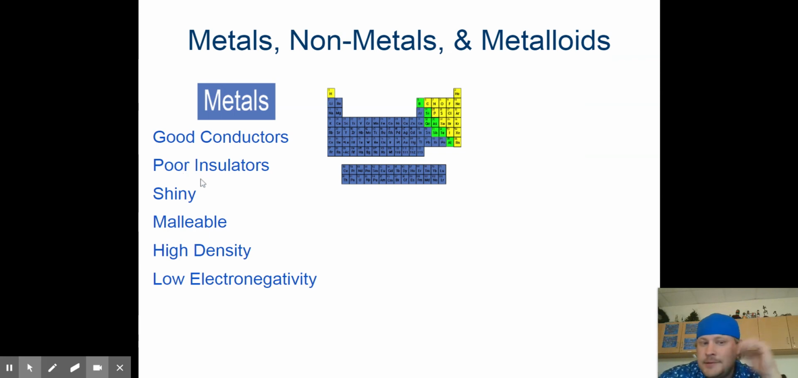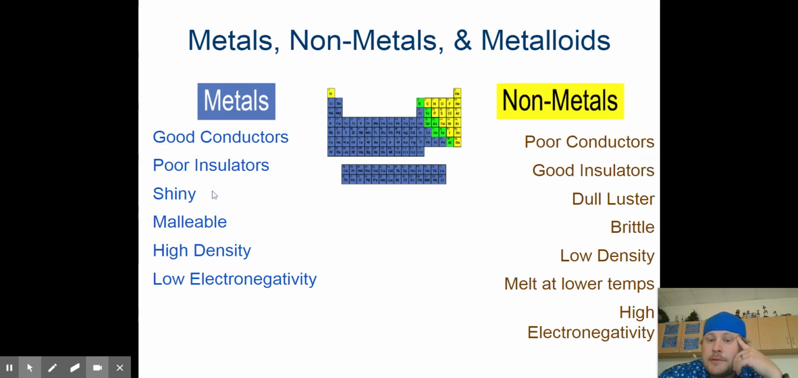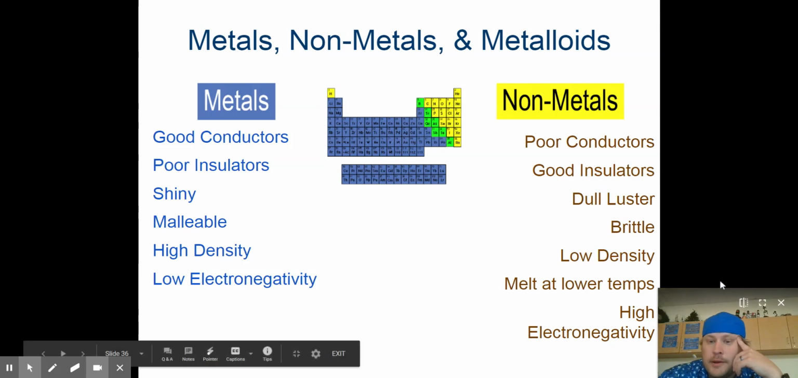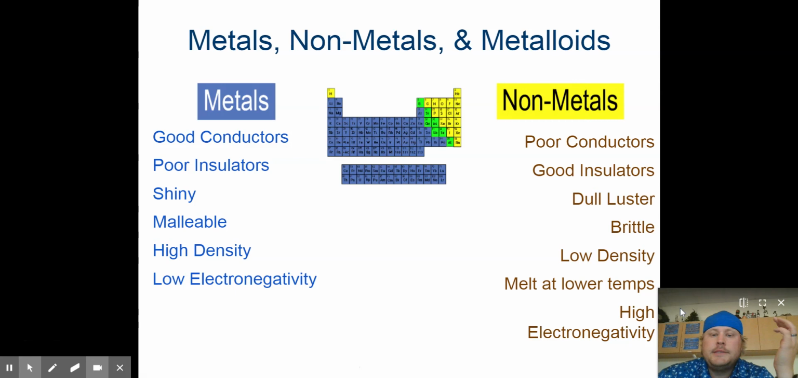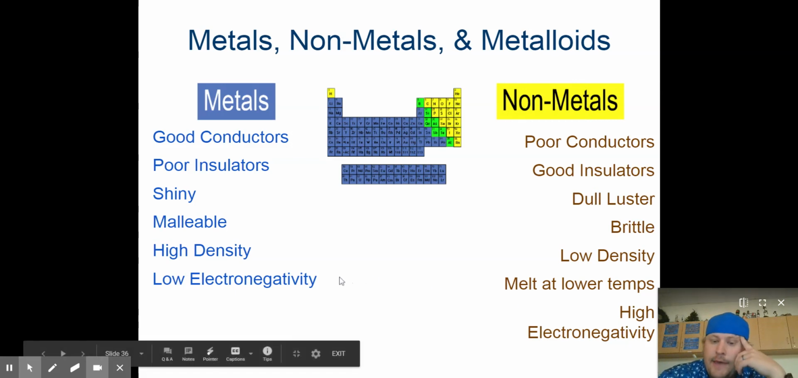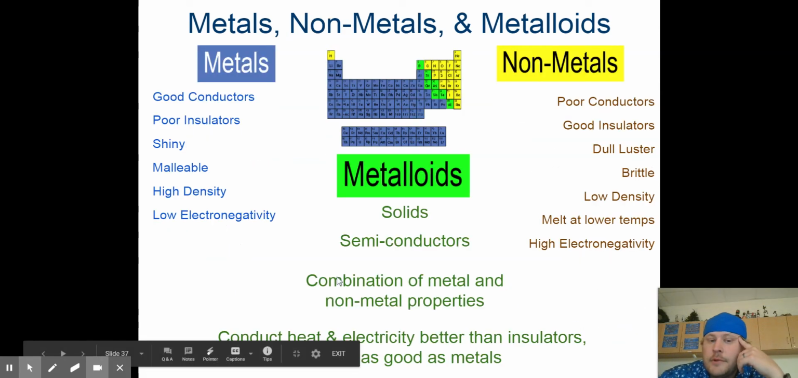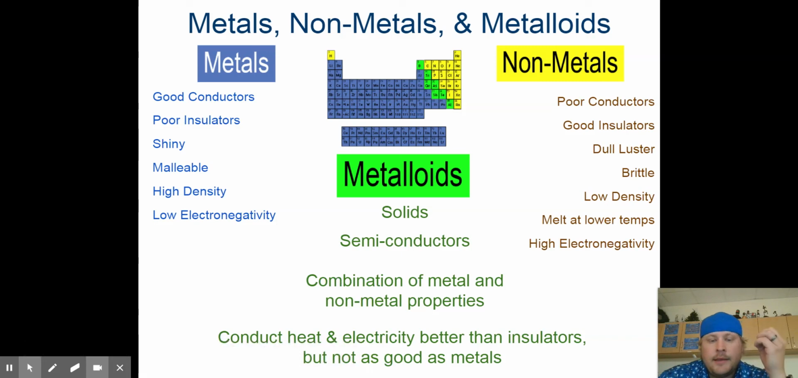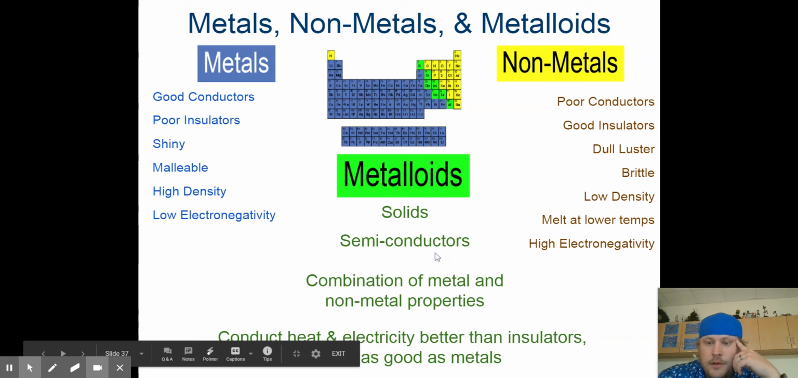Metals, they're good conductors. They're poor insulators. They're shiny, malleable, high density, have a low electronegativity. Nonmetals, they're poor conductors. They're good insulators. They're dull. They're brittle, low density. They melt at lower temps, have a high electronegativity. Metalloids, they're solids, semiconductors. They're a combination of metal and non-metal properties. They conduct heat and electricity better than insulators, but not as good as metals. They're kind of the middle.